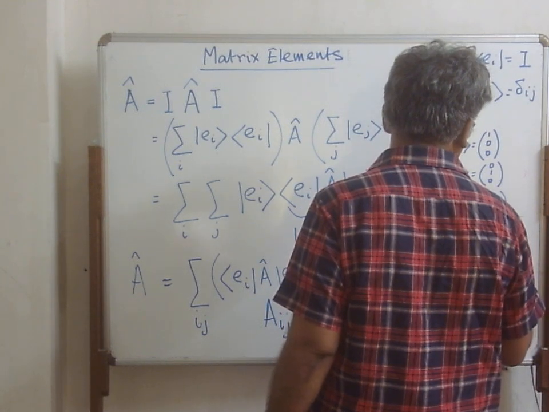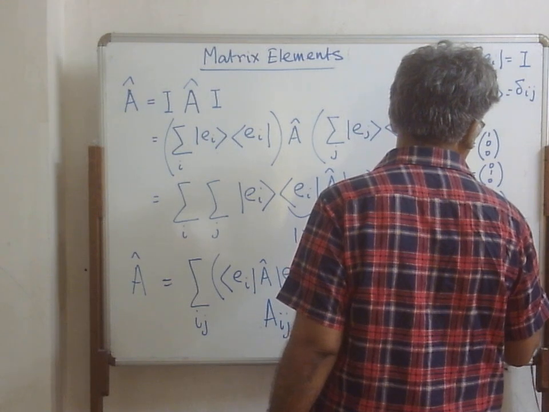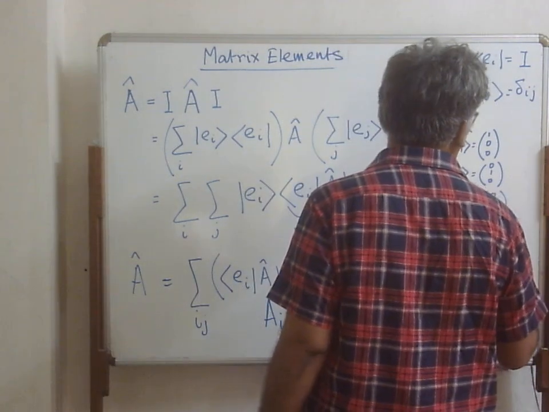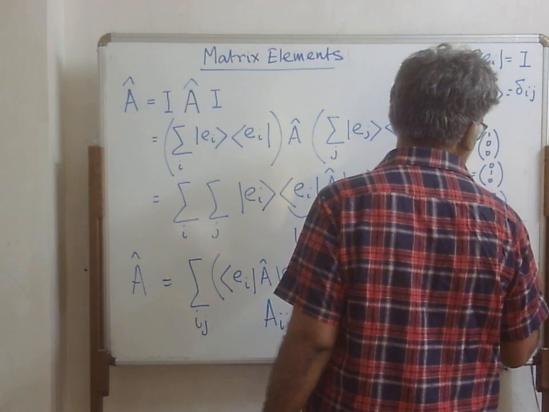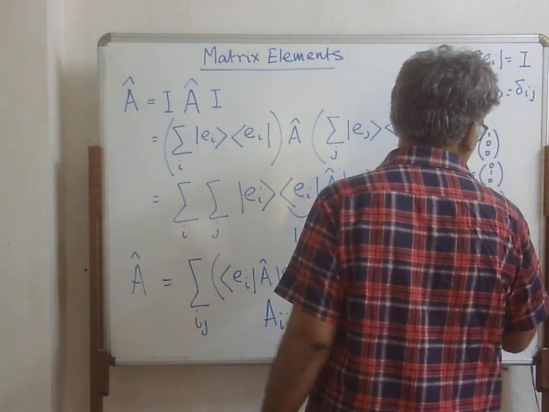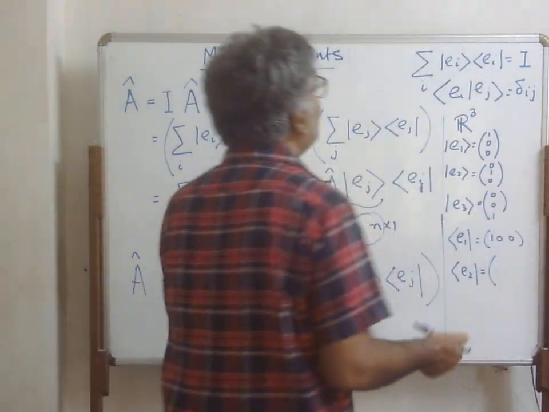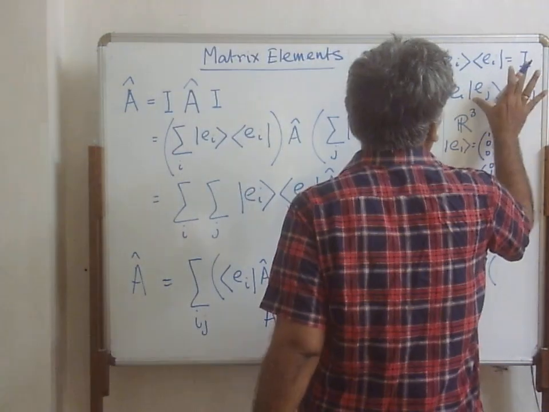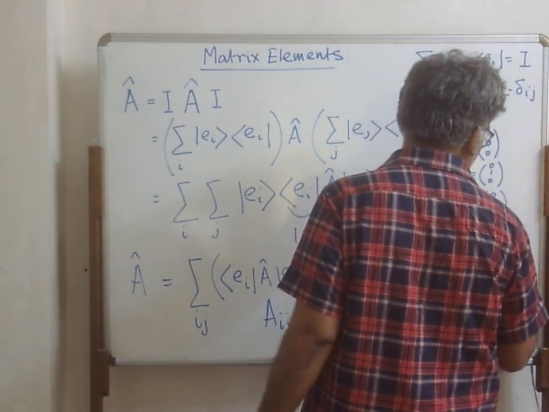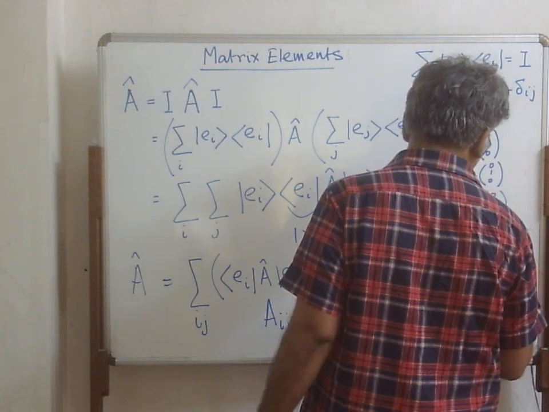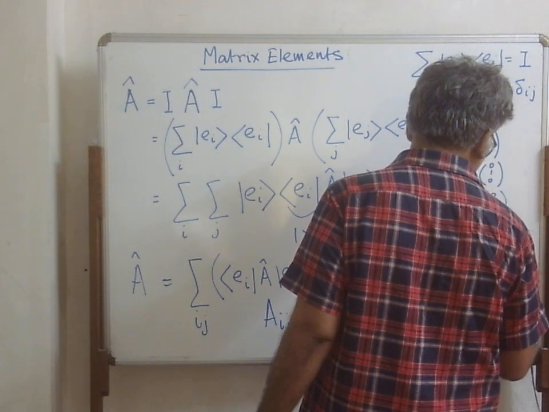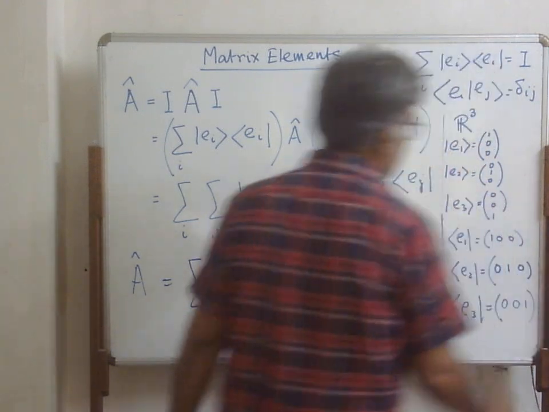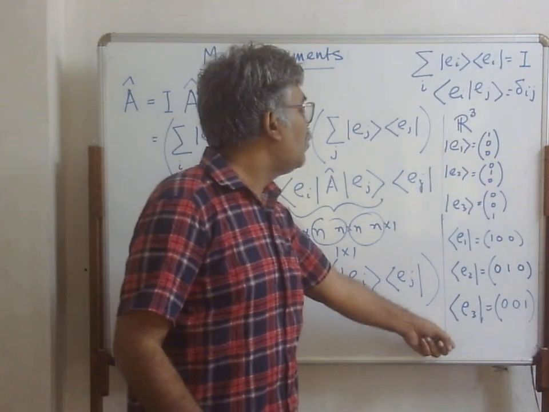100, E2 is 010. You can take it in 2 dimensions as well, so that will be most simple. Let's take it in, okay, leave it in 3. Since the board is short, I was tempted to give it in 2 dimensions. Anyway, so this is the bra version of this.